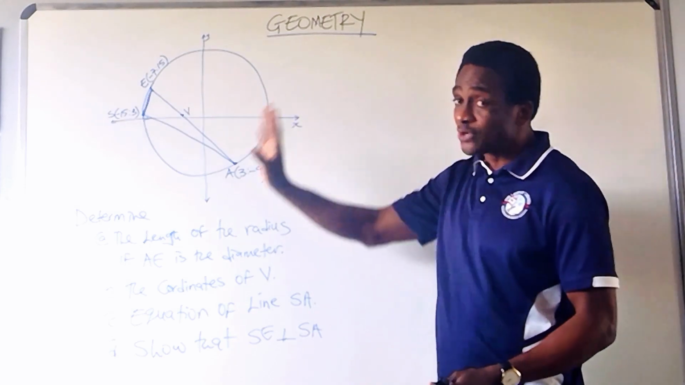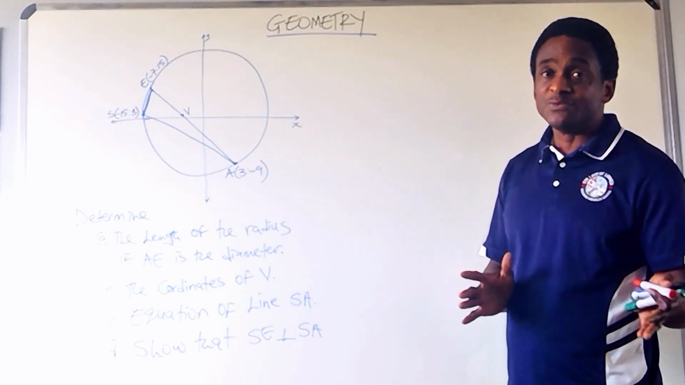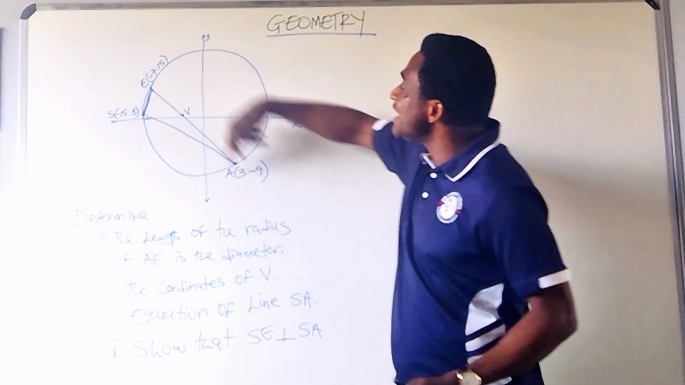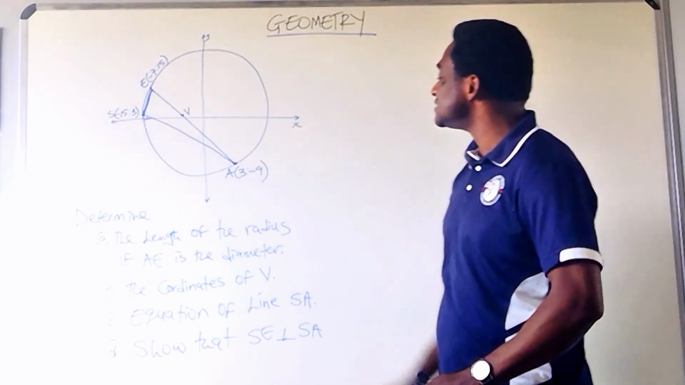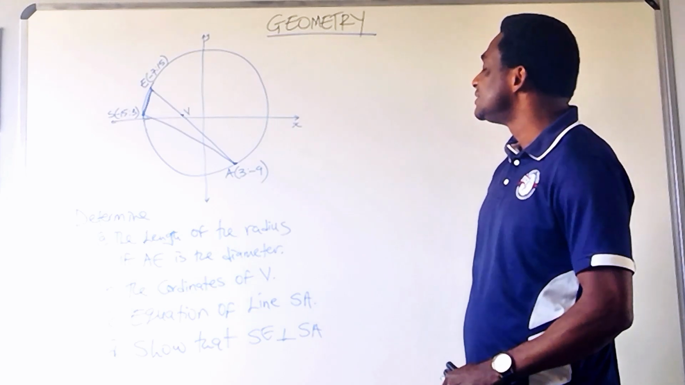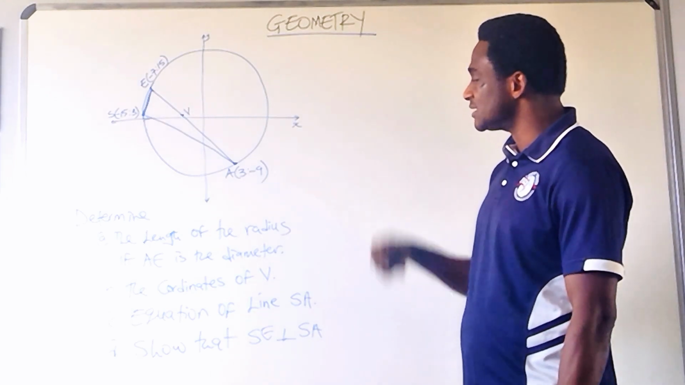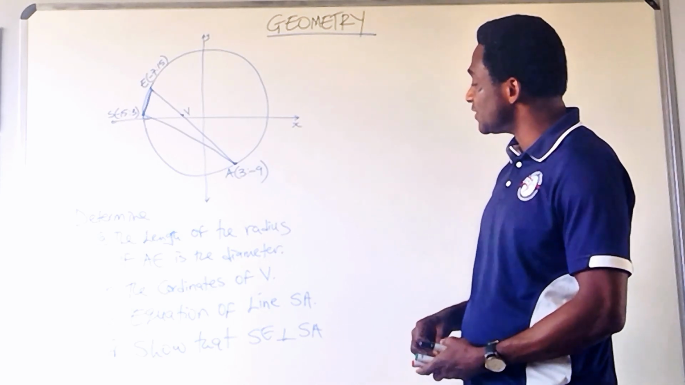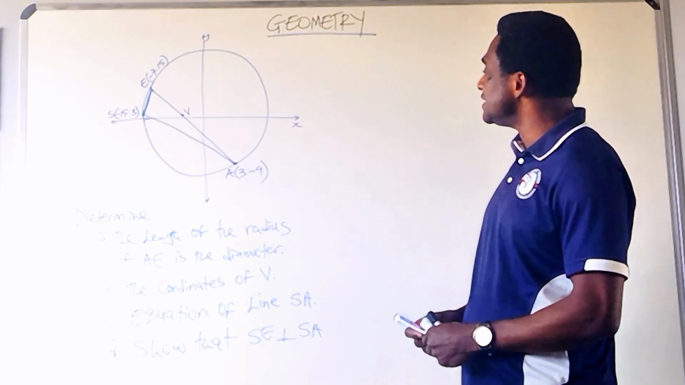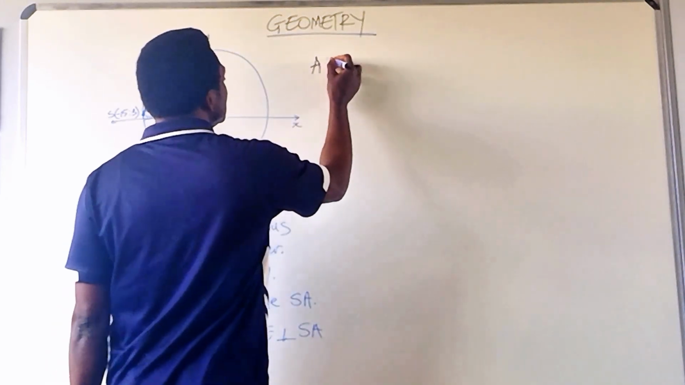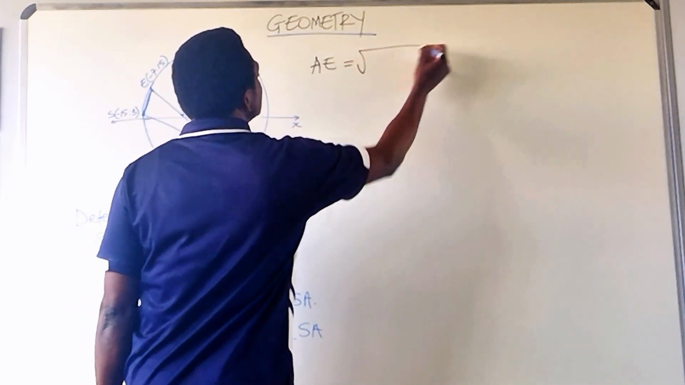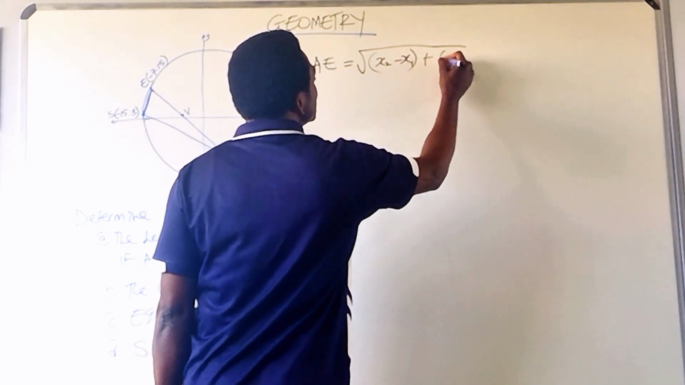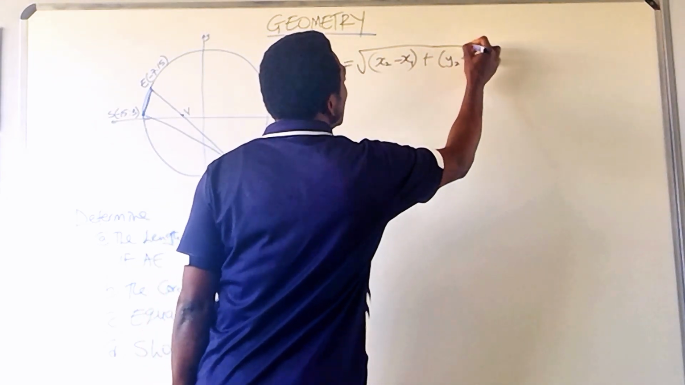For the given sketch, not drawn to scale, it may not appear the way we want it, but they are asking us to figure out the length of the radius if AE is the diameter of the circle. We should figure out the length. Now, the distance formula says that AE has to be the square root of (x2 minus x1) squared plus (y2 minus y1) squared of any given coordinate.